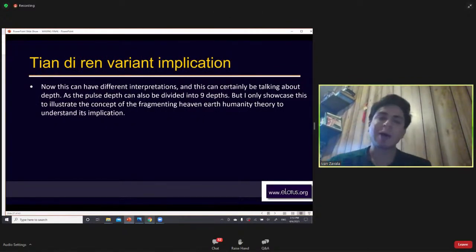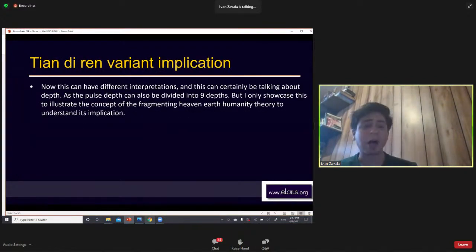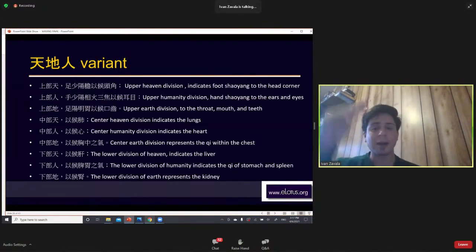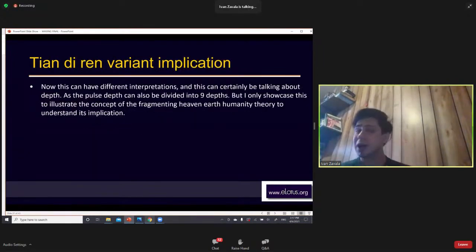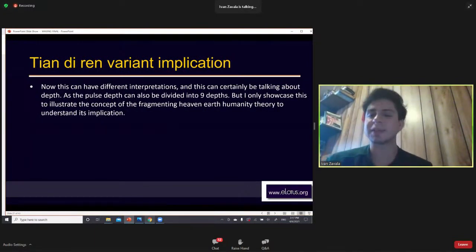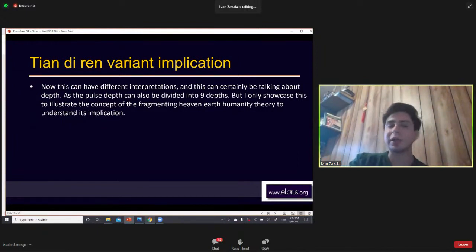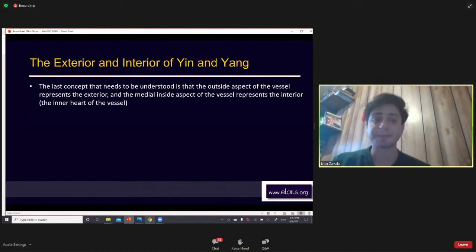So now this model can have different interpretations, and this can certainly be talking about depth, right? As they talk about lower, center, upper. So this could be talking about depth, as the pulse depth can also be divided into 9 depths. But I only showcase this to illustrate the concept of the fragmenting heaven, earth, humanity theory to understand its implications.